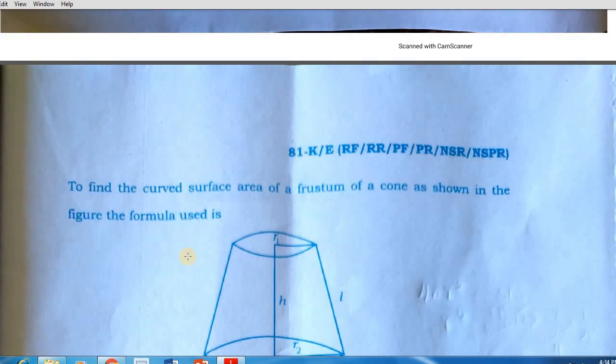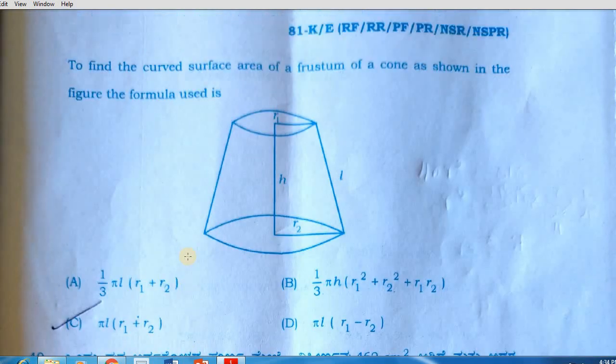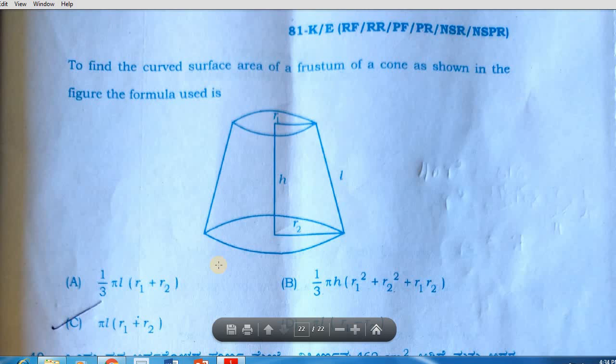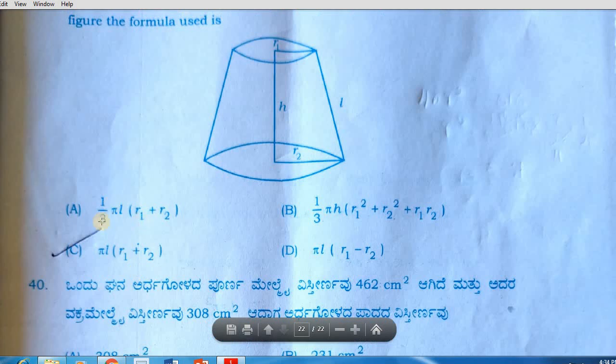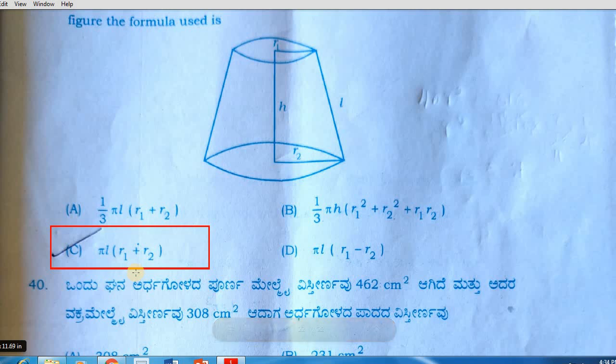And next, question number 39, children. To find the curved surface area of the frustum of a cone as shown in the figure. How do you find the frustum of a cone formula? For CSA we want to write 1 by 3... no, that is wrong. So option C is correct: pi L into R1 plus R2.